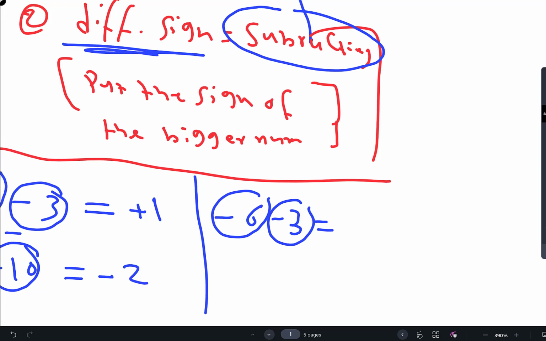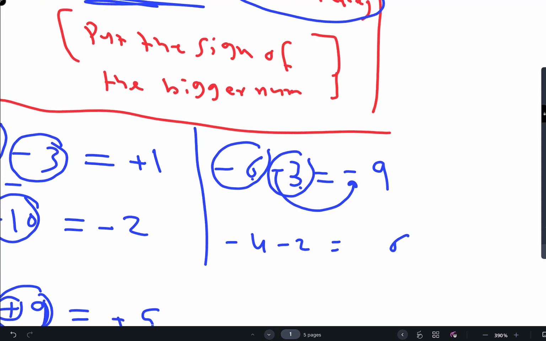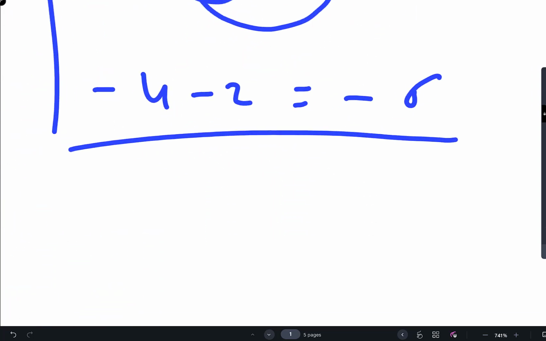Negative 6 negative 3 equals what? Because they are same sign, you have to add them. It is negative 9. Why negative 9? 6 and 3 make 9, and you have to write down the same sign, negative. Negative 4 negative 2 equals what? You have to add them, because they have the same sign, so you have to write down the sign. We have negative, so this is the answer.